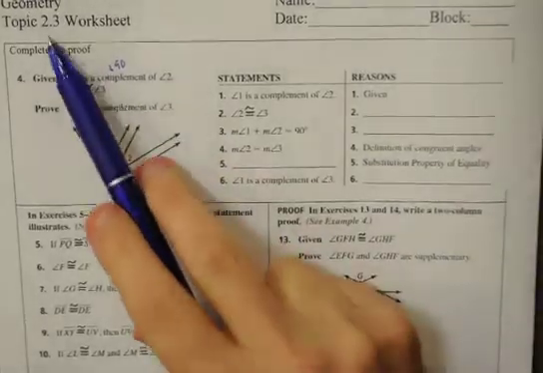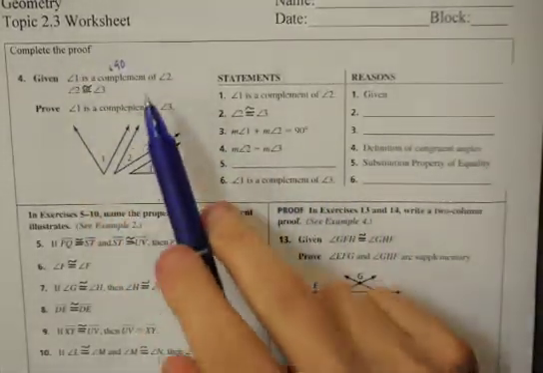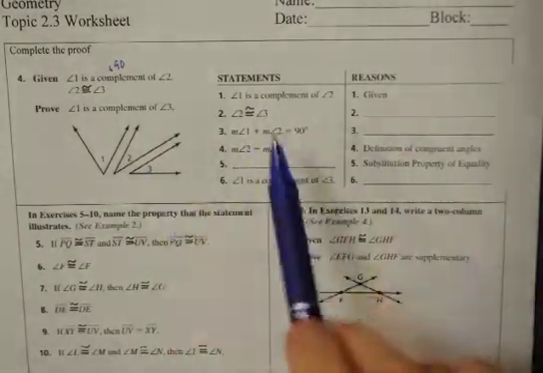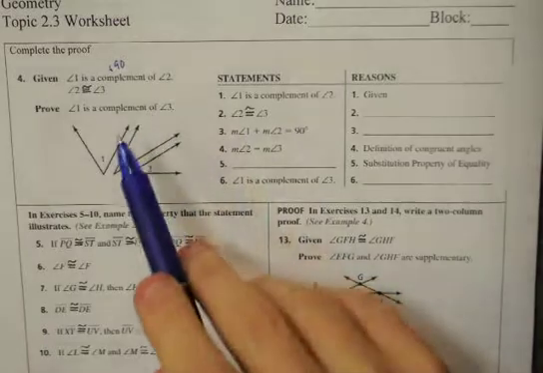Hello, this is the topic 2.3 worksheet help video. So let's talk about how we're going to work through these. We have some proofs, but they're not all proofs. First one is a proof.